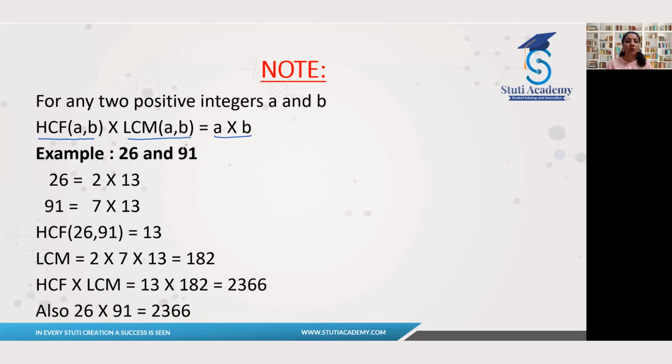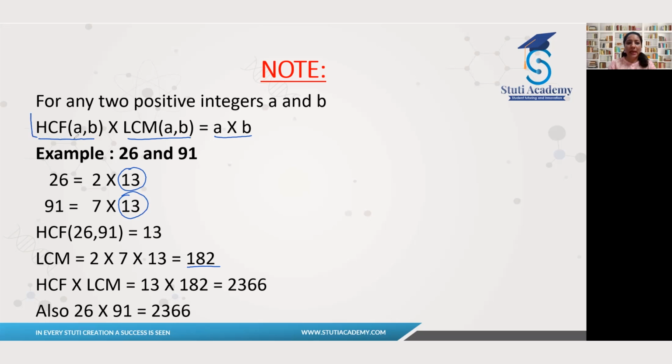For example, if I take 26 and 91, I can write 26 as 2 times 13 and 91 can be written as 7 into 13. So as we can see, 13 is the common factor here and it is the only common factor. So we can say HCF of 26 and 91 is 13. Now the LCM of these two numbers would be 2 into 7 into 13. That comes out to be 182.